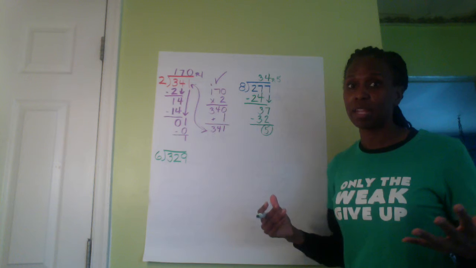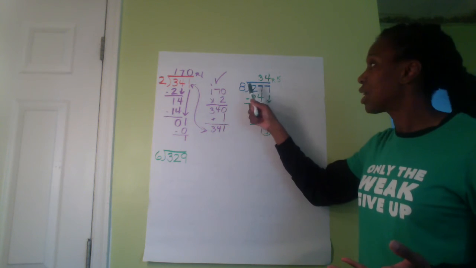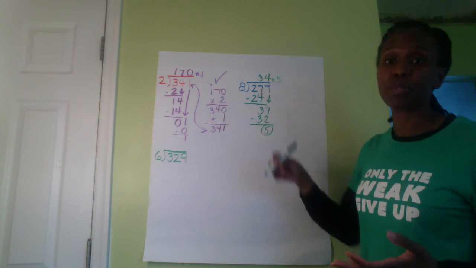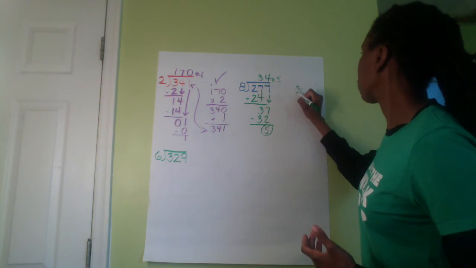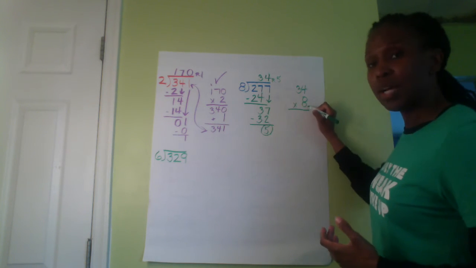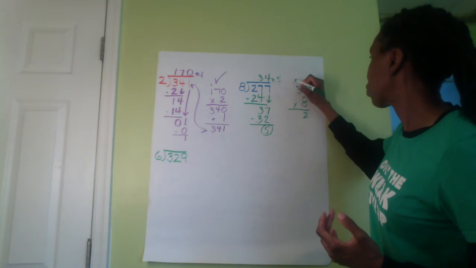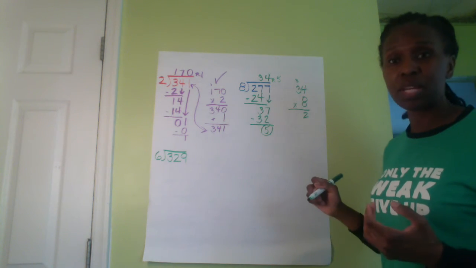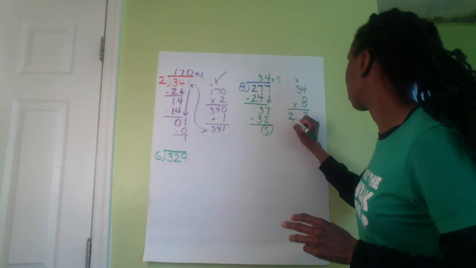Now, let's check it. Remember to check, we're going to multiply the quotient or the answer times the divisor. Those are the two numbers that are outside of the house. So 34 times 8. 8 times 4 is 32. Write my 2, bring my 3 up here. 8 times 3 is 24, plus 3 is 27.